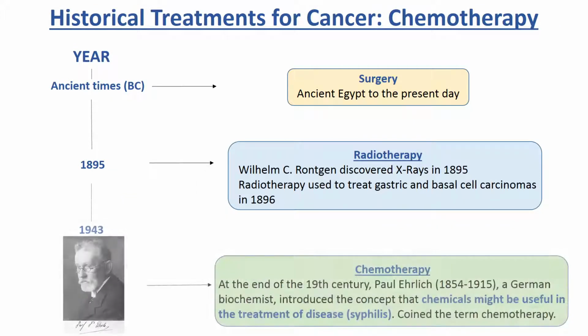At the end of the 19th century, Paul Ehrlich, a German biochemist, introduced the concept that chemicals might be useful in the treatment of disease. Specifically, he was interested in syphilis. Ehrlich coined the term chemotherapy. Chemotherapy, however, was only tested as a treatment for cancer in 1943, and we will now discuss this in more detail over the next few slides.